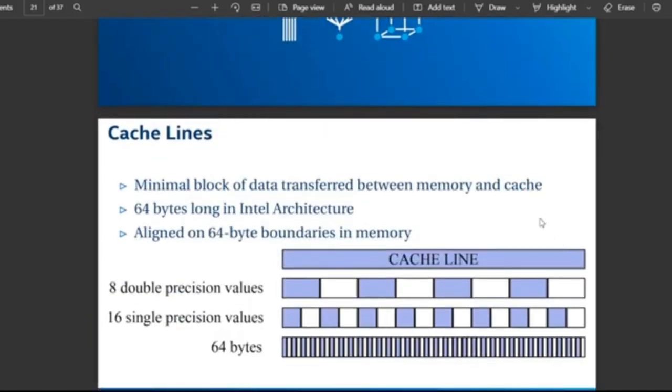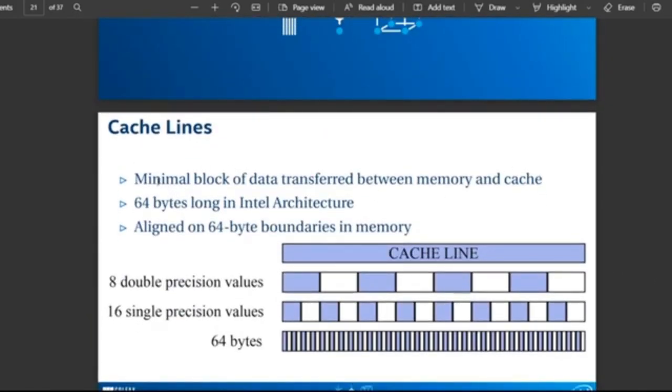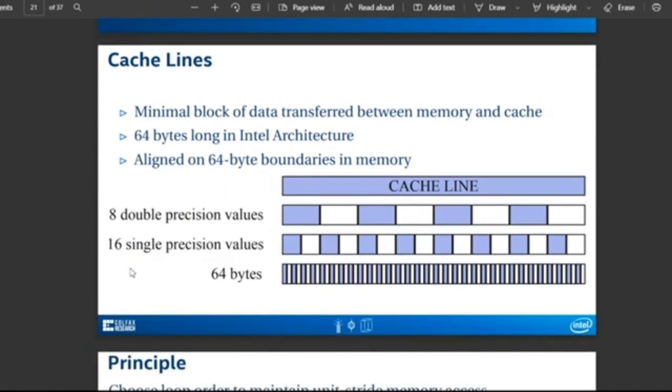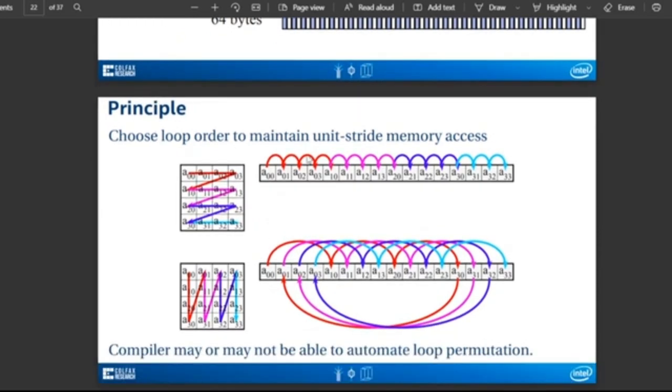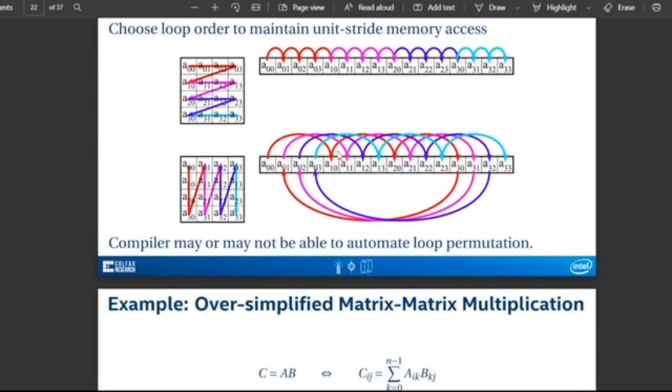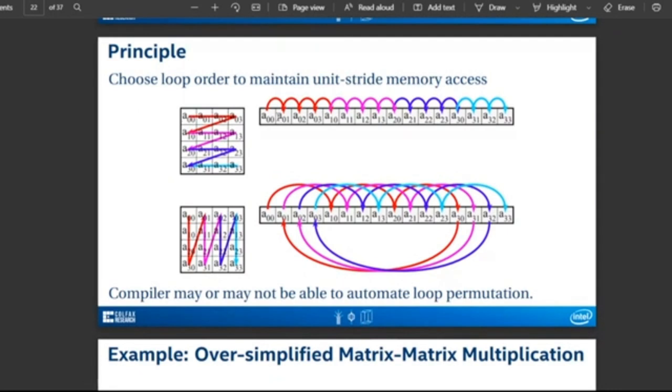Okay, so this is locality in space. A minimal block of data transferred between your memory and your cache is 64 bytes long in the Intel architecture, aligned on 64-byte boundaries in memory. With 8 double precision values, we have 16 single precision values. We choose the loop order to maintain unit stride memory access. And when we talk about locality in space, this is what we're talking about: unit stride memory access. So all this memory is next to each other. It's not disparate like it is in this.